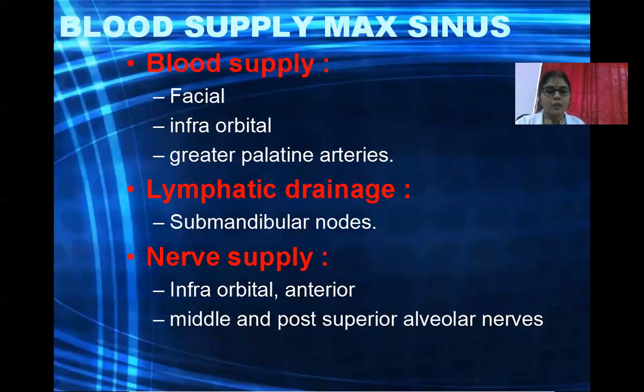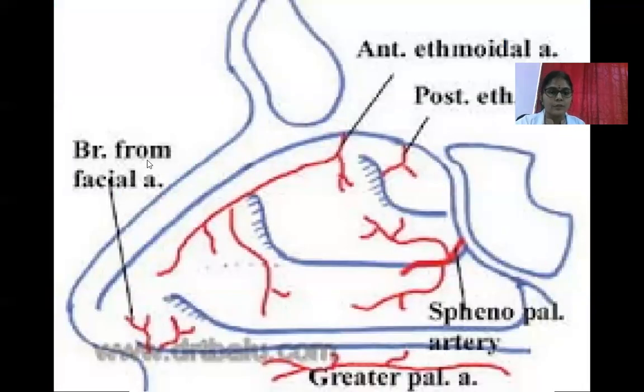Coming to the blood supply of maxillary sinus, it's from the facial artery, infraorbital artery, and greater palatine artery. Maxillary sinus drains into submandibular nodes, and it's supplied by the infraorbital nerve, and the middle, anterior and posterior superior alveolar nerves. That's the blood supply to the maxillary sinus from the anterior branch of facial and greater palatine.